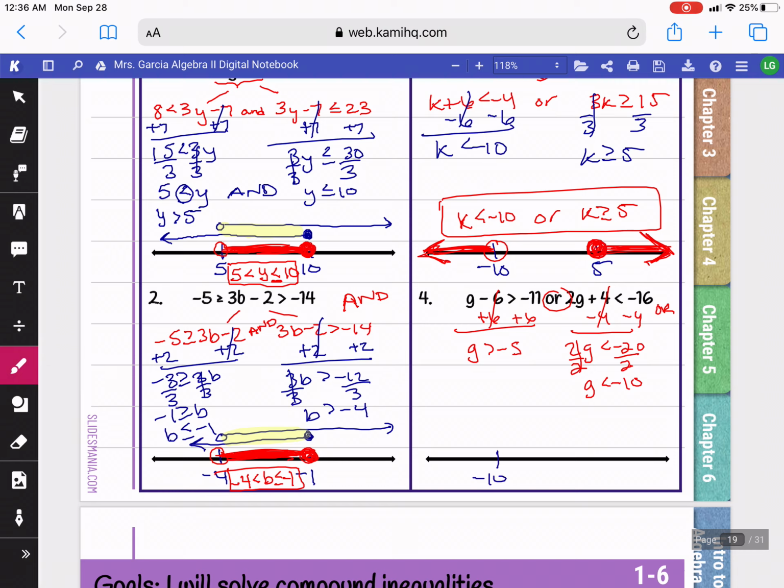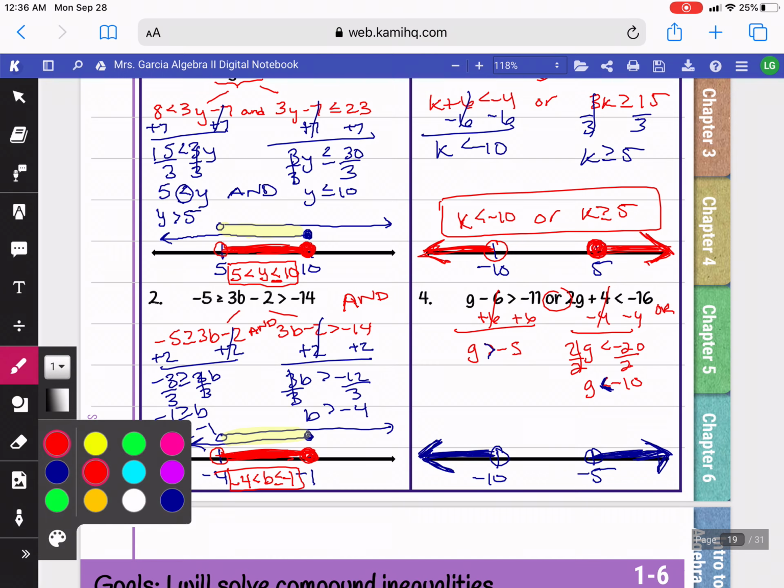So I have -10, -5. The one for -5 said greater than. So that's an open circle shaded to the right. And the one for less than -10 is going to be an open circle shaded to the left. So again, when it's or, you shade them on the same number line right away. They'll look like two lines going in opposite directions.